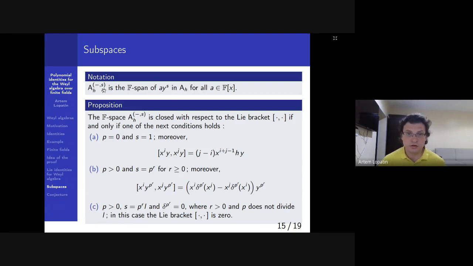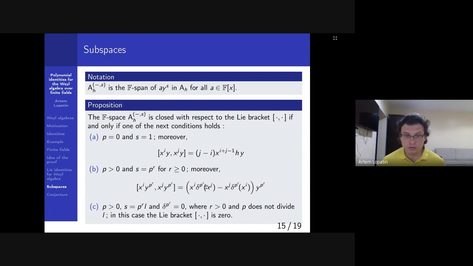Some motivation for considering these subspaces: the first motivation is, of course, the Weyl algebra, because when h equals 1, s equals 1, and the characteristic is equal to 0, then this subspace is exactly the Weyl algebra with respect to the Lie bracket. And we have the following proposition, which shows when we can introduce a Lie bracket over this space. This case exactly corresponds to the Weyl algebra in characteristic 0. And here we have this nice formula for Lie multiplication.